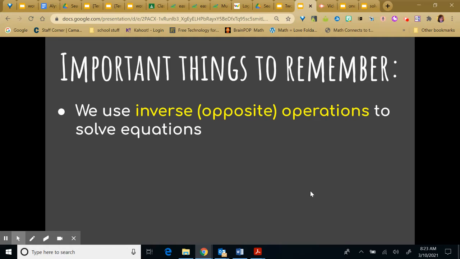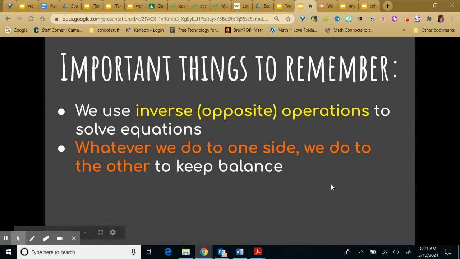We use inverse or opposite operations to solve equations. You already know that. If in the initial equation we're adding, you're going to subtract. If we're dividing, you're going to multiply, etc. So you know that. The next one, whatever we do to one side, we got to do to the other to keep it in balance. You know that too.